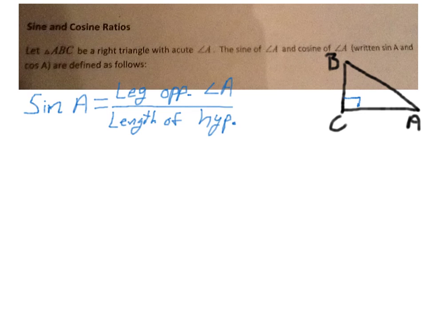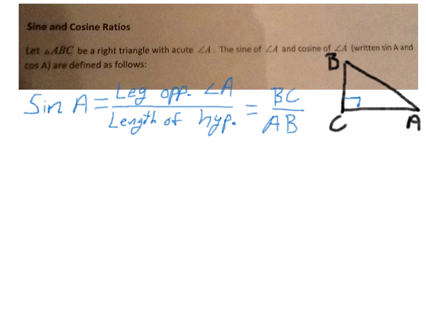Okay, so when we talk about the leg opposite A, remember, if we look at angle A, the leg opposite is going to be this leg right here, BC. Okay, the leg opposite of A is BC. So let's write that in. So this is going to be BC divided by the hypotenuse. Well, the hypotenuse is just this leg, the side opposite of C. So that's going to be AB. So BC over AB. Okay, and that's the sine function.